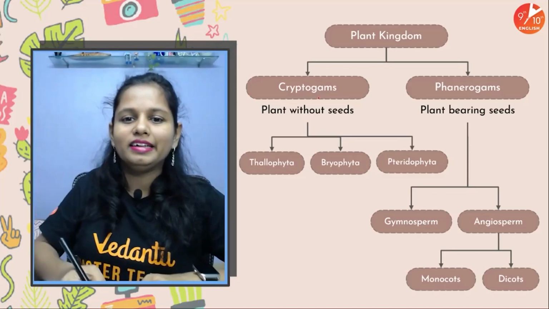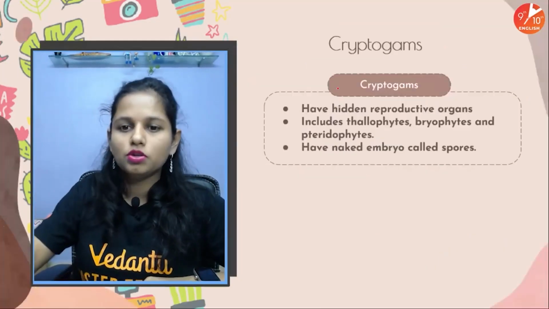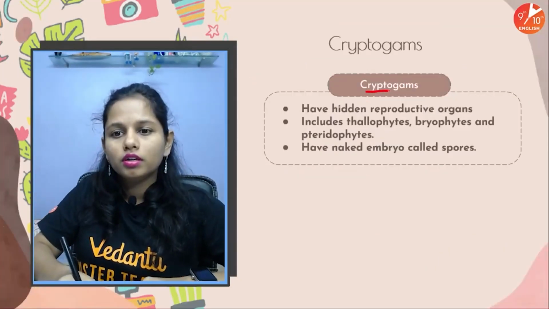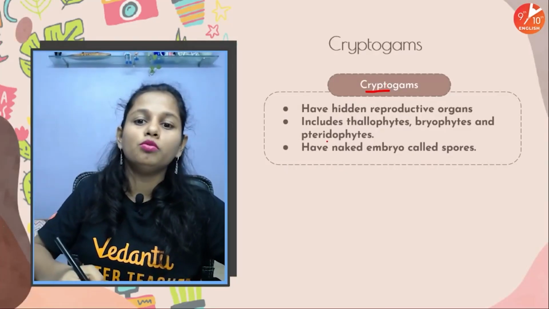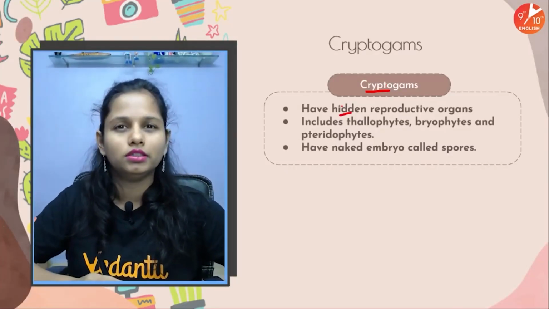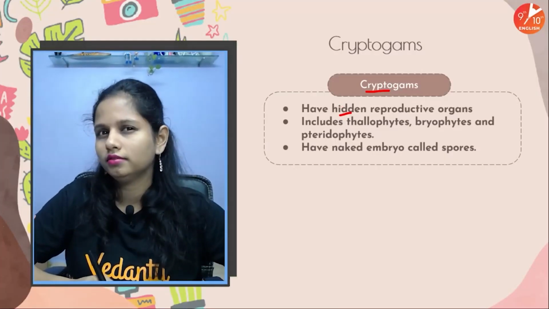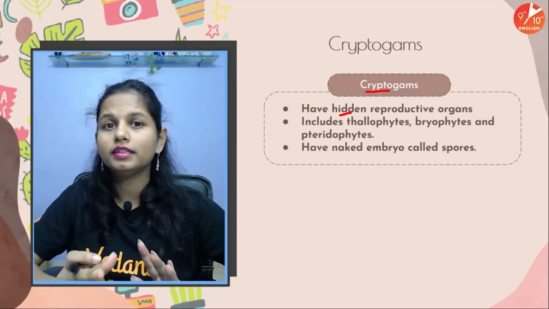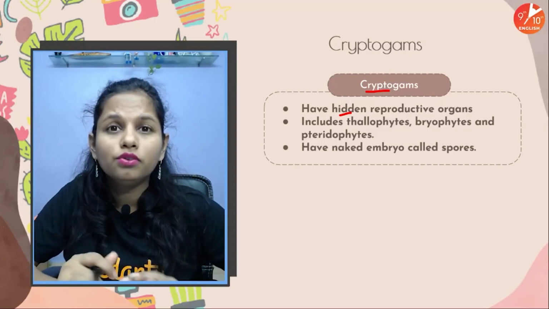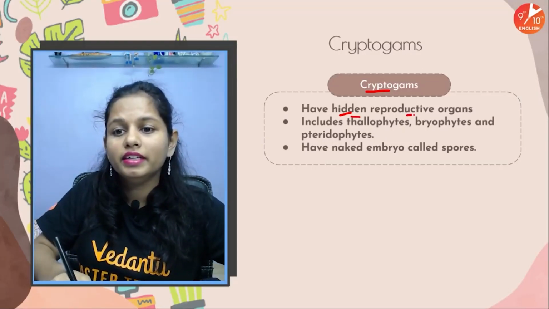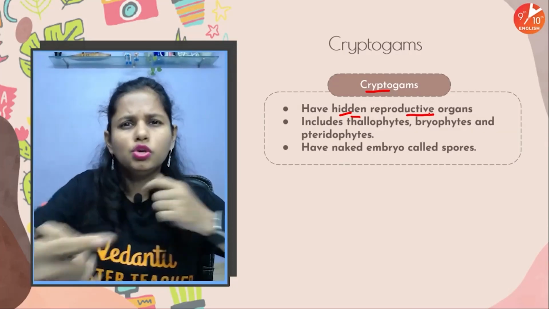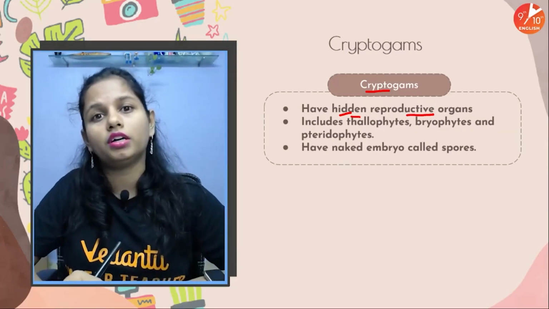So chalo, let's attack the cryptogams. So kids, cryptogams, you must have come across the term, crypto. So crypto means hidden, secret. So what is hidden? Is there anything secret in the plant? Yes. The reproductive organs of the plants, they are hidden. They have hidden reproductive organs. You and me, we can't see their reproductive organs.